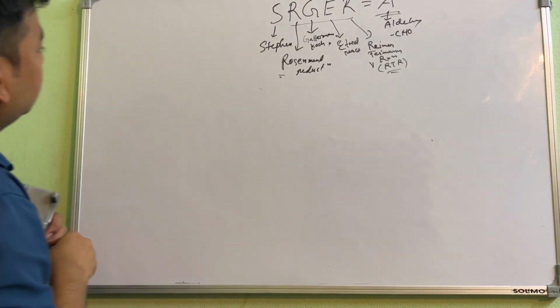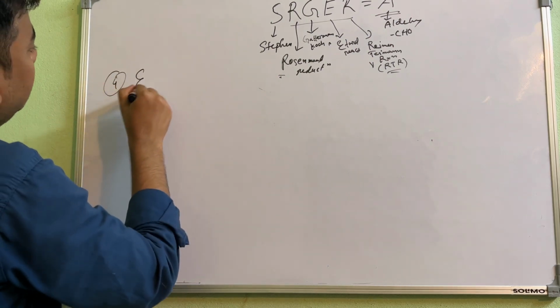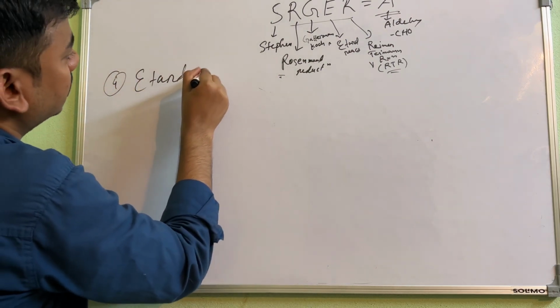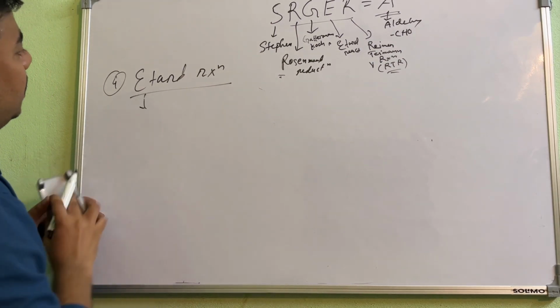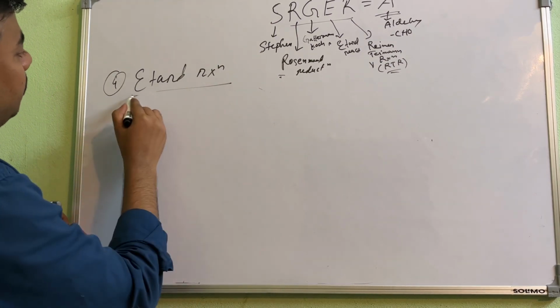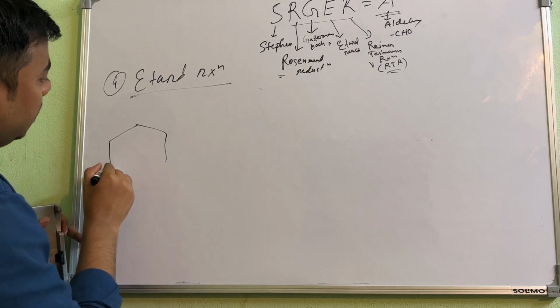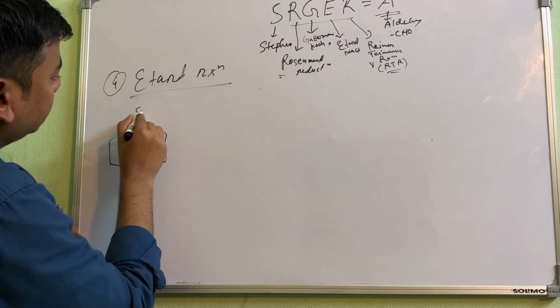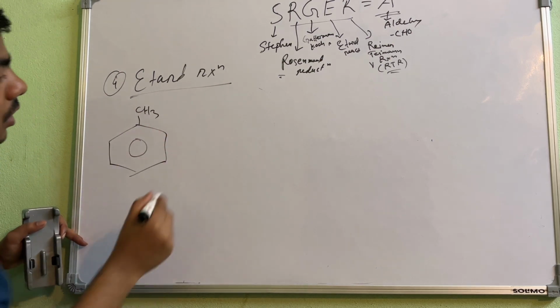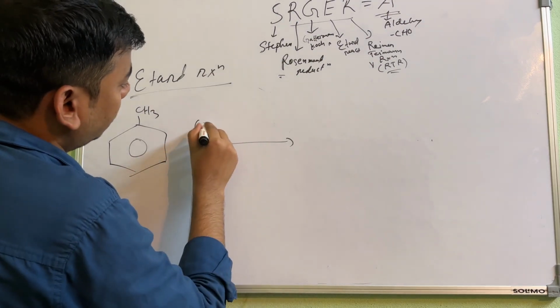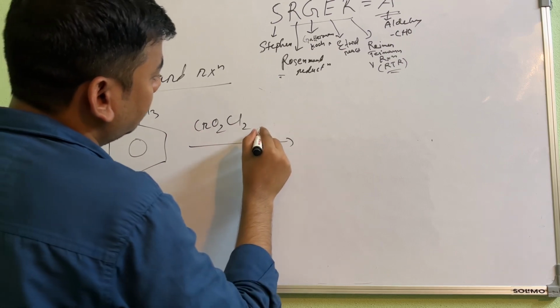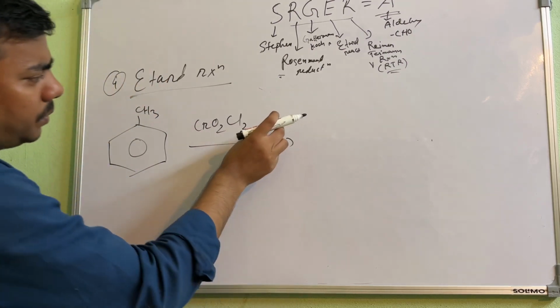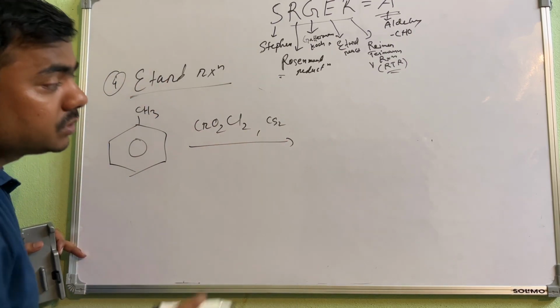Number 4 is the Etard reaction. What is going to happen? This also came many times previously in competitive exams. Here you can take toluene. What is toluene? Benzene with CH3. Toluene, and you have to use one reagent, chromyl chloride, CrO2Cl2, in the presence of CS2. In place of CS2, you can even use carbon tetrachloride.